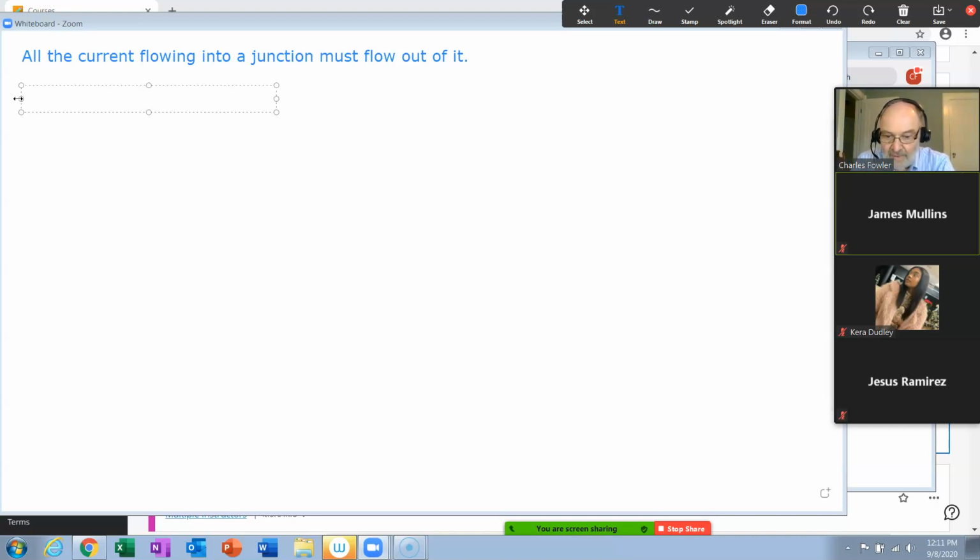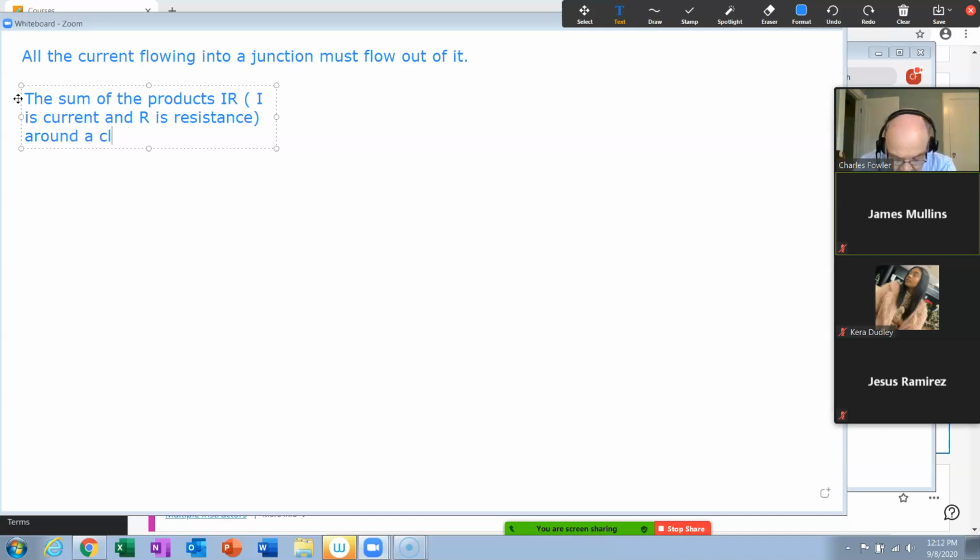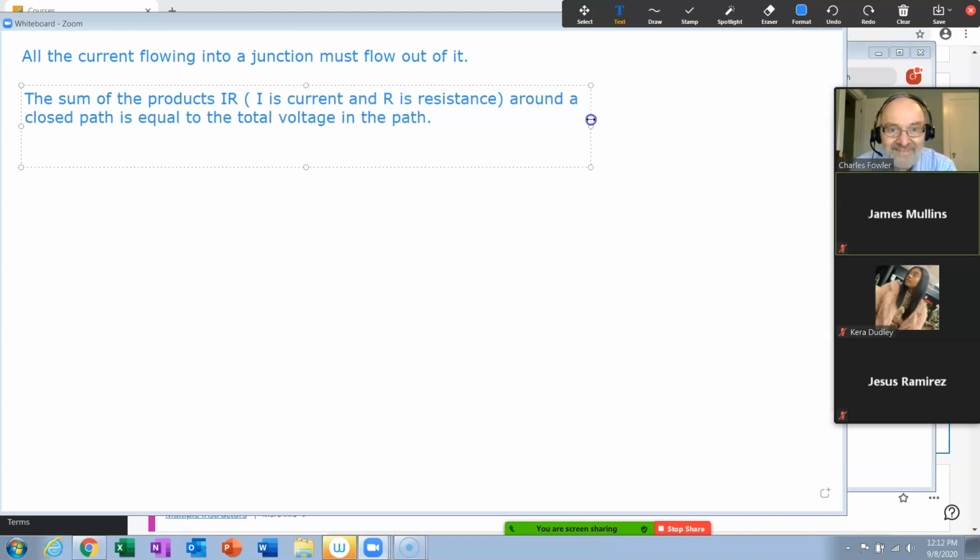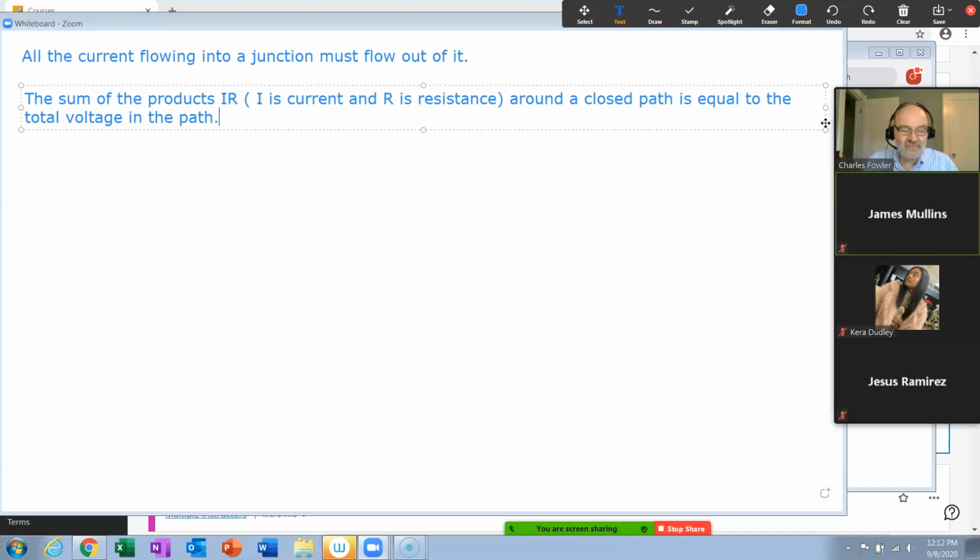Okay, the sum of the products IR, where I is current and R is resistance, around a closed path is equal to the total voltage in the path. All right. Now that's worded as a mathematician would probably word it. I think writing it in sort of physics terms or thinking of it in physics terms will make a little more sense.